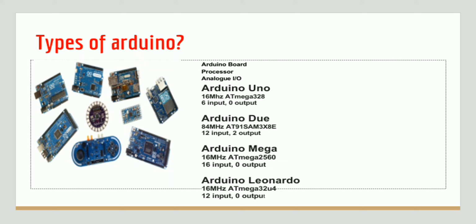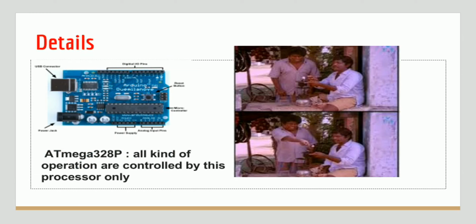But in Arduino Mega, the number of pins is higher. So by using the Arduino Mega, we can control a very big process like a robotic arm, etc. The speed is also different in different types of Arduino. One of the famous Arduinos is Arduino Uno. It contains one processor, the ATmega328P.